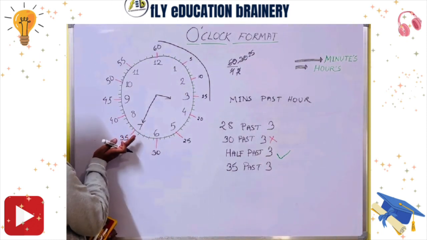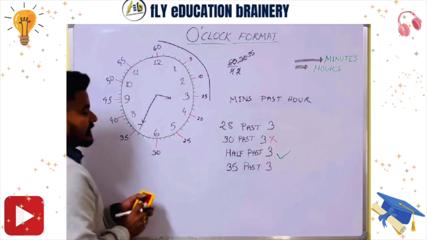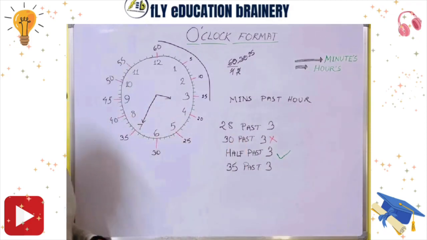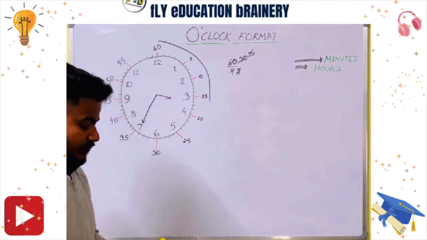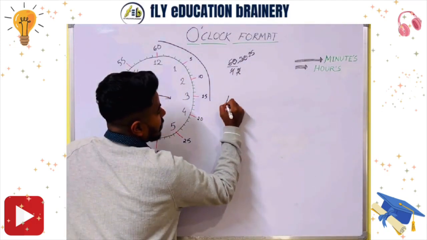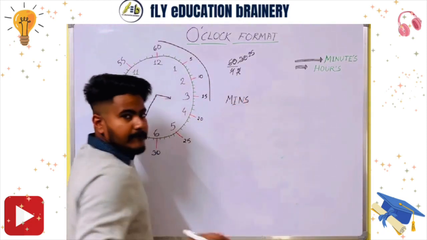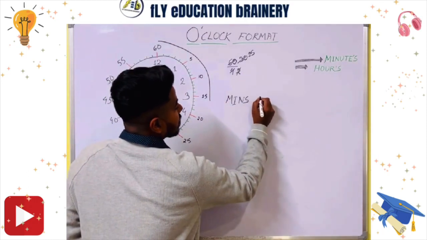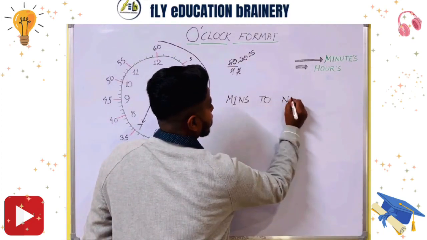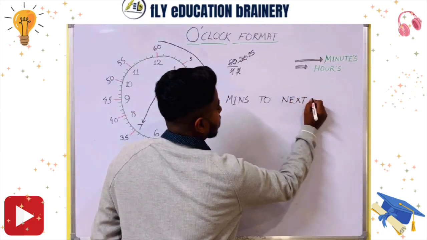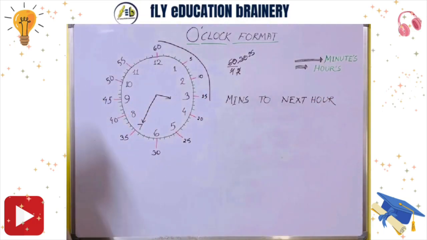When it's above 35 minutes, that is when the time will become 3:36 or 3:40, that time we will change this minutes past hour formula, and this formula will get changed to minutes to next hour. Okay, let me explain.